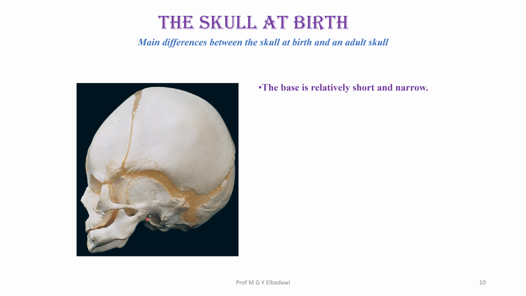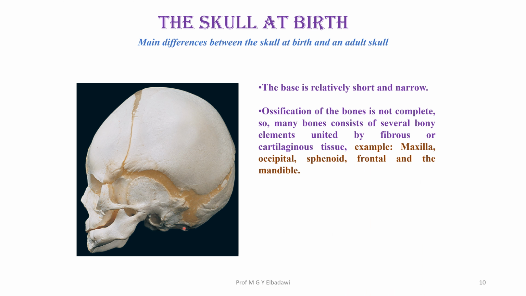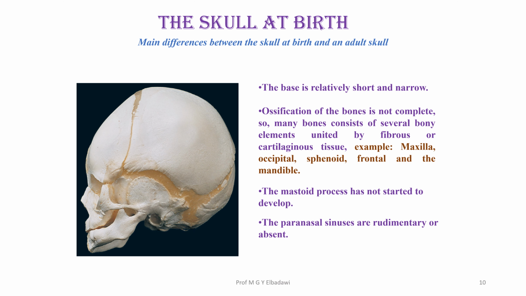Now, the base is relatively short and narrow. If you compare the size or the length of the base of the fetal skull and that of the adult, we'll find it relatively short and very narrow. The ossification of the bones is not complete. As we said, many bones consist of several bone elements united by the sutures and by cartilaginous tissue. For example, the maxilla, the occipital, the sphenoid, the frontal, and the mandible, united by fibrous or cartilaginous tissue. The mastoid process, as you can see here, has not started to develop. The paranasal sinuses are rudimentary, as I said, or even absent.